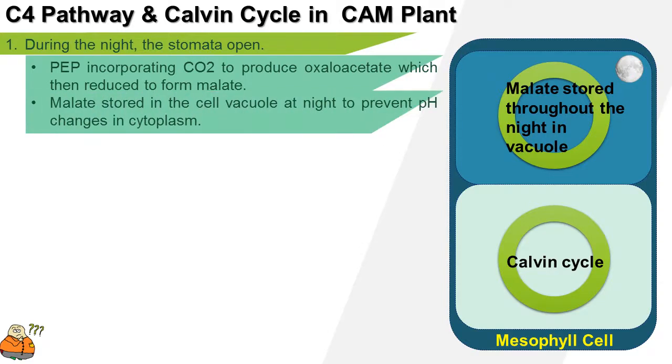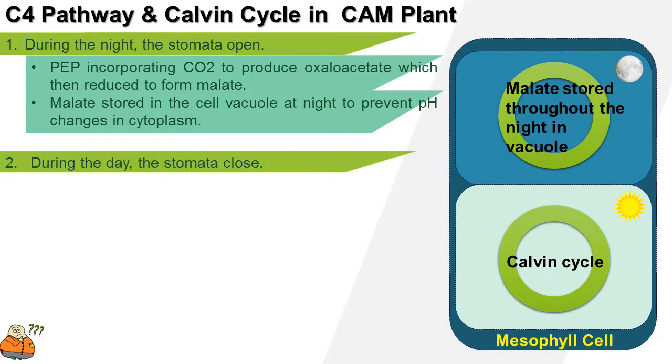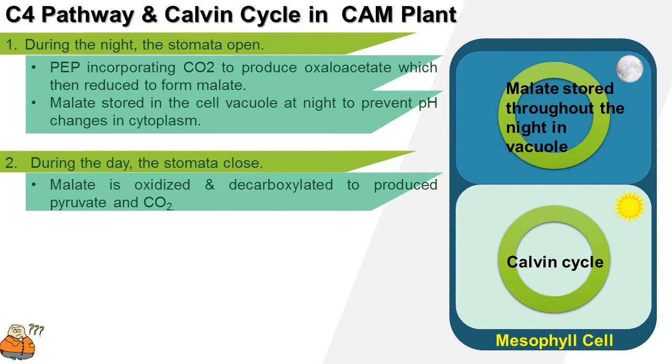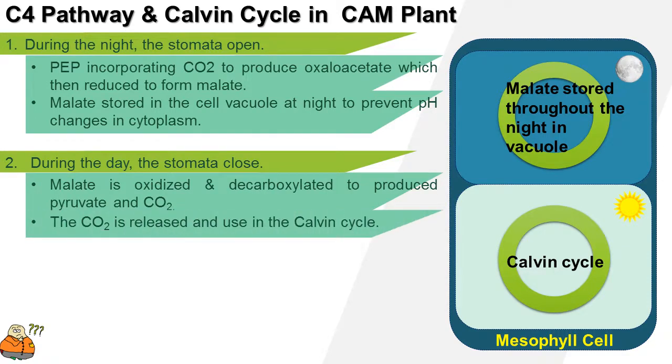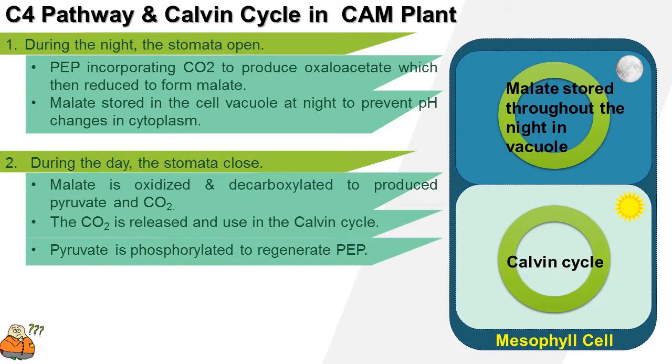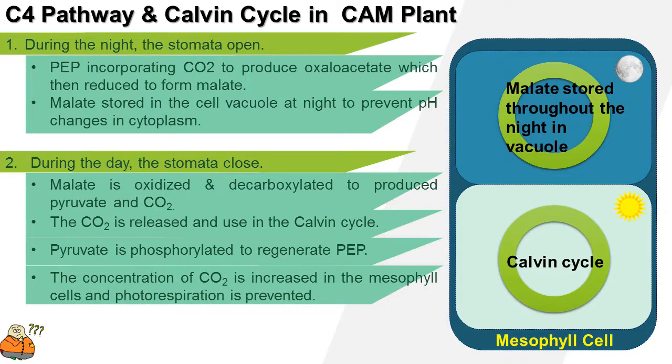Malate is stored in the vacuole throughout the night to prevent pH changes in the cytoplasm, while during the day the stomata are closed, and malate is oxidized and decarboxylated, producing pyruvate and carbon dioxide. Carbon dioxide is released and used in the Calvin cycle, and then pyruvate is phosphorylated by ATP and regenerates the PEP. This increases the carbon dioxide concentration in mesophyll cells and photorespiration is prevented.